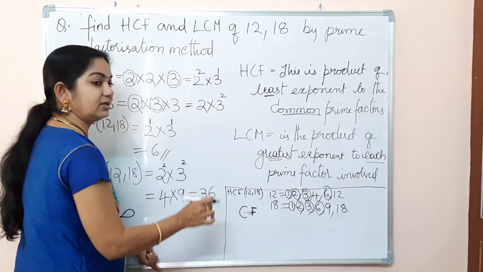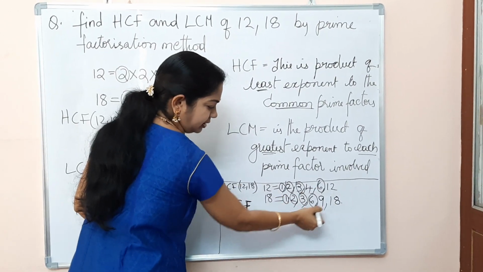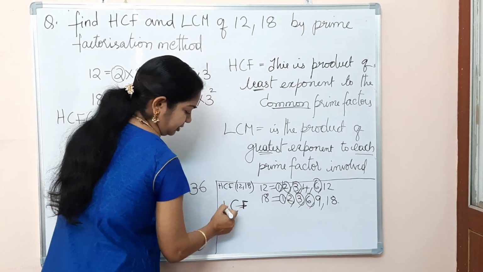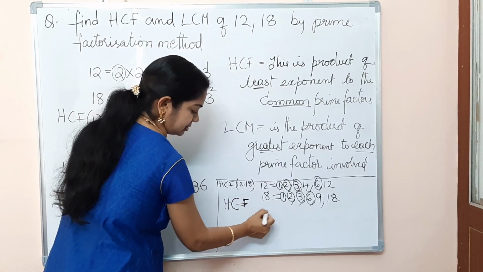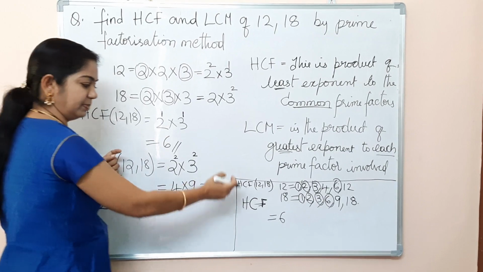But I want the highest common factor of 12 and 18. What is the highest one here? 6. So the highest common factor is 6. This is a simple way to understand.